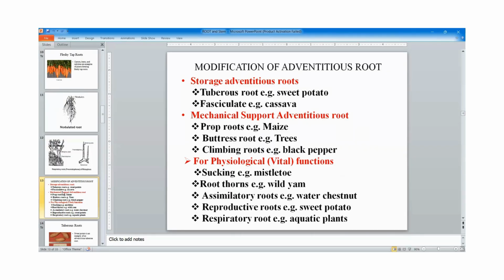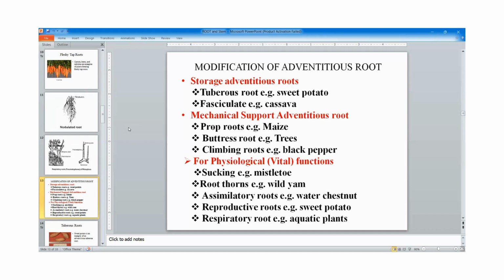As I told you earlier, the adventitious roots arise from stem or other parts of the plant apart from the radicle. For storage, we have tuberous root that is found in sweet potato, and we have fasciculate root that is found in cassava.